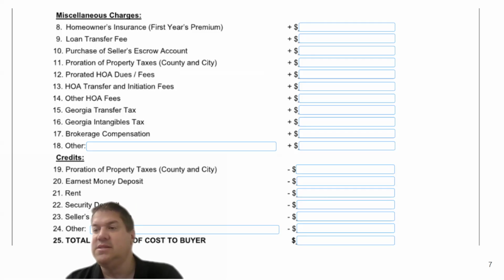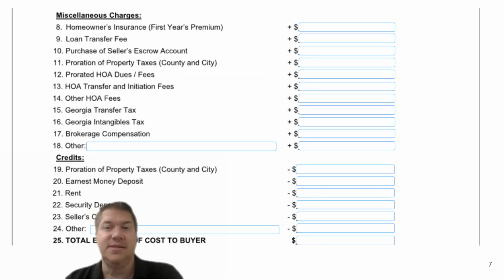So this is that total estimate of cost to the buyer. Again, I think it's a very valuable form, more valuable for them to understand kind of how it works. Like, I love that it points out that the first year's premium of homeowners insurance is in here. Because a lot of times people are like, "Well, I pay every month or whatever." No, no, that's not how homeowners insurance works. It's not like car insurance. And so it's a very interesting form with a lot of good information on it.